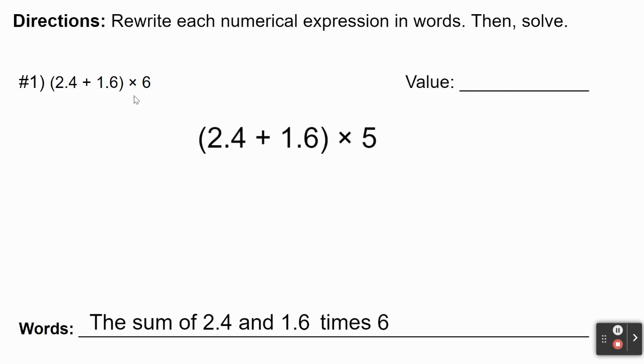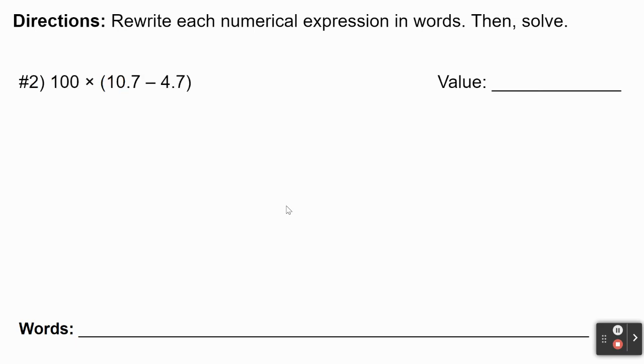Now let's solve this. Using GEMS, we're going to first start with the grouping symbols. We'll solve 2 and 4/10 plus 1 and 6/10 first, since that's inside the grouping symbol. 2 and 4/10 plus 1 and 6/10 is 4. Now we can multiply that answer times 5. 4 times 5 is 20. So the value of this expression is 20.